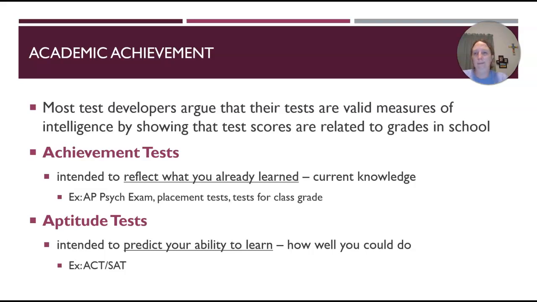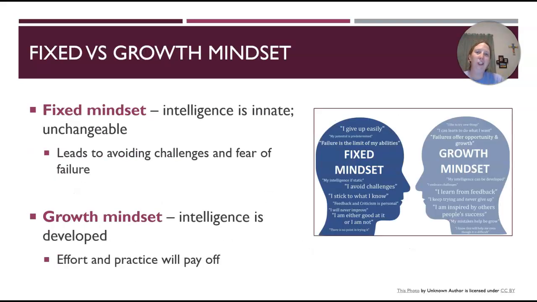The final debate over intelligence is that of fixed and growth mindset. A fixed mindset about intelligence believes that intelligence is innate. It is natural born in you. It's unchangeable. If someone has a fixed mindset, it can lead to avoiding challenges or simply having a fear of failure. This is the level of smarts that I have. This is the level of intelligence that I have. I might as well give up. I might as well not try. I might as well not try to cognitively develop or change in any way.